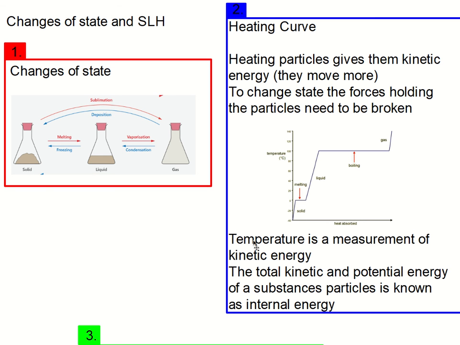Just a quick aside, temperature is basically a measurement of the kinetic energy of the particles. So if the water has a higher temperature, the particles will have more kinetic energy. They will move about more. And the last thing to keep in mind is that the total kinetic energy, the movement of the particles, and the potential energy in the particles is known as the internal energy. So if we talk about internal energy, we're essentially just talking about how much energy is inside or stored in those particles.